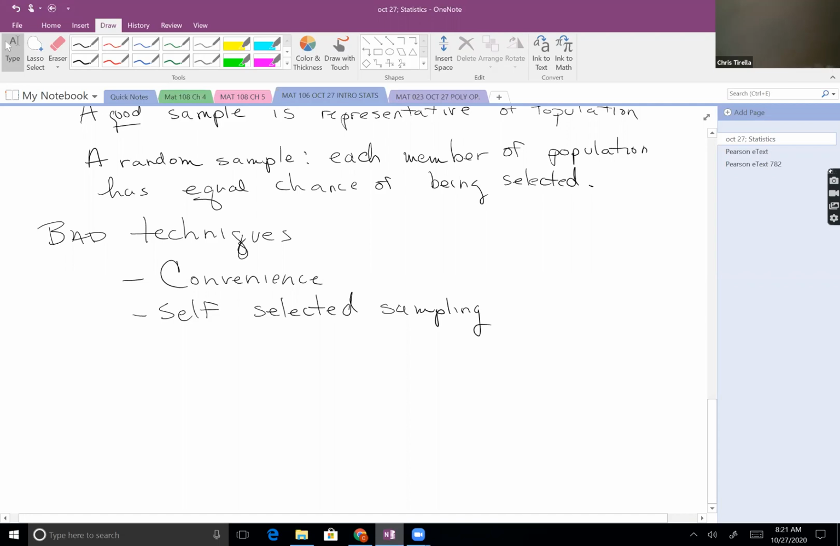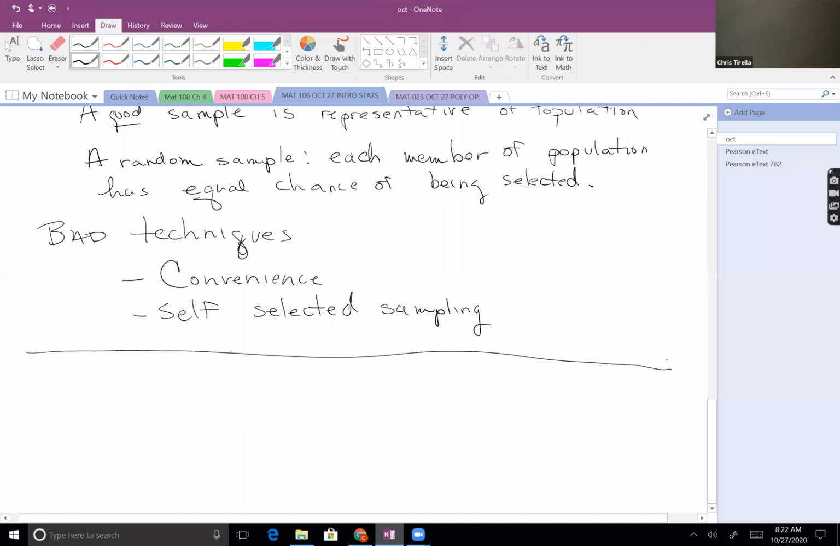And so again, that idea that people who choose to respond, like to call into a survey on the news or text in or respond to an email survey, that they're not necessarily representative. The people who choose to participate are going to be strongly one way or the other, and it doesn't give you a good representation. This idea of bad sampling techniques is something that's happened classically.